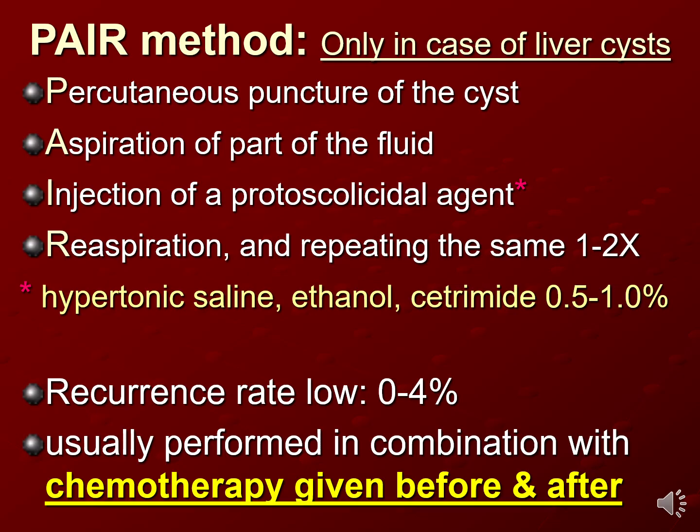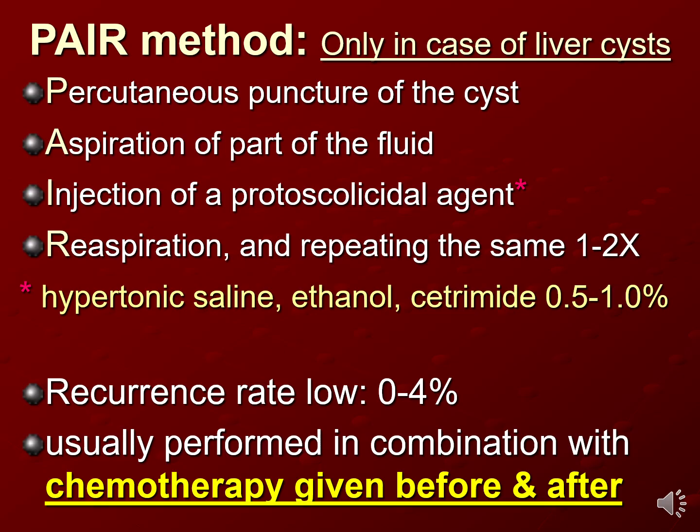So it is the percutaneous, that is through the skin, puncture of the cyst, aspiration of part of the fluid of the cyst, then injection of a protoscolicidal agent, waiting on it for 5 to 10 minutes to kill the protoscolices, and then reaspiration again, and repeating the same procedure twice or 3 times. Okay, and the protoscolicidal agents are like hypertonic saline at the concentration of 20 or 30%, ethanol or ethyl alcohol, but it has got side effects.